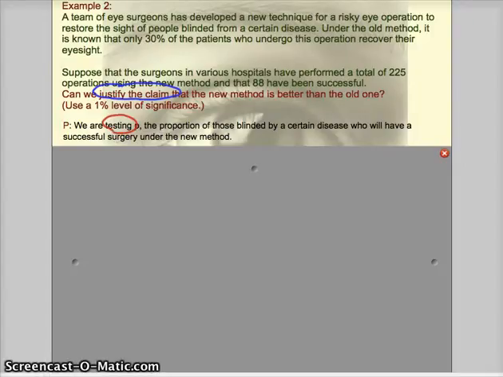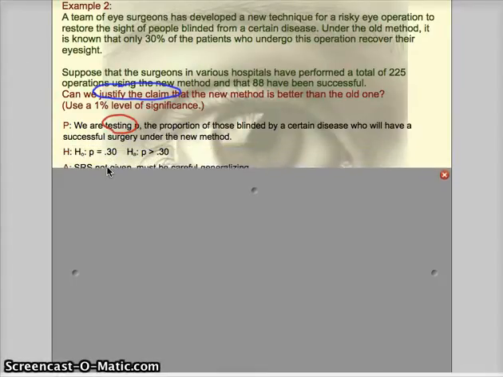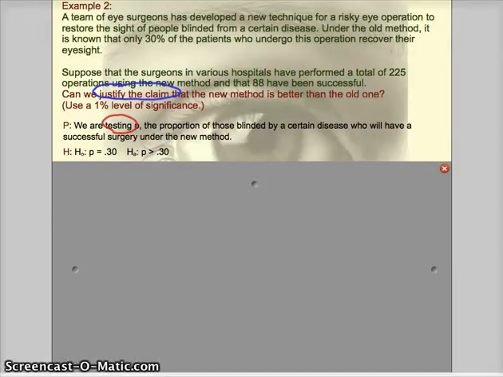The proportion of those blinded by a certain disease who will have successful surgery under the new method, right? We're concerned with the new method here, and we want to know if it's better than the old, so we're testing P, the proportion of successful surgeries related to the new method. The hypotheses here, the null hypothesis is that nothing's changed. P is still 30% success rate. The alternative then obviously is that it's higher than 30%. We're looking for a more successful surgery.